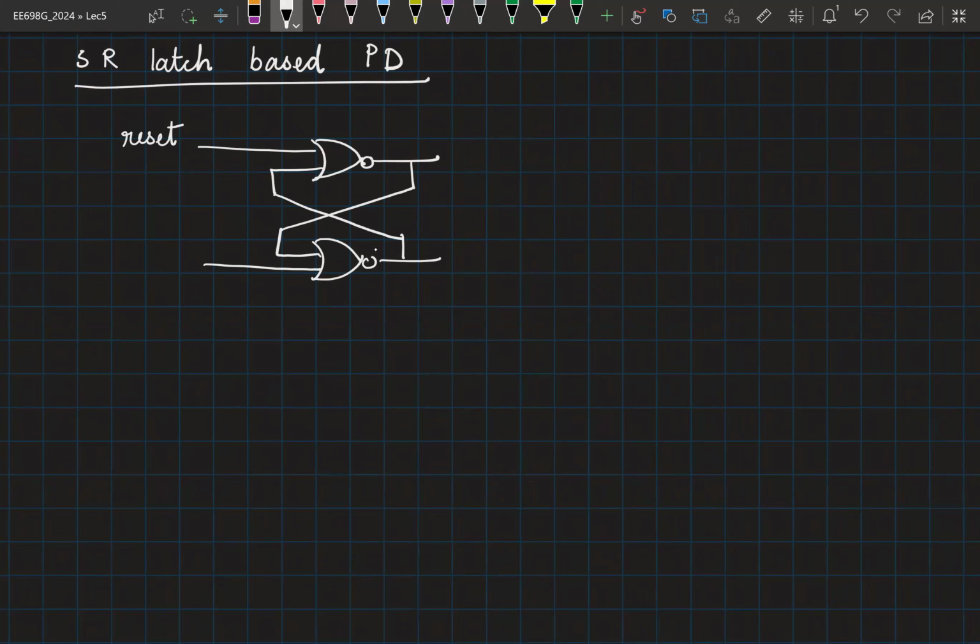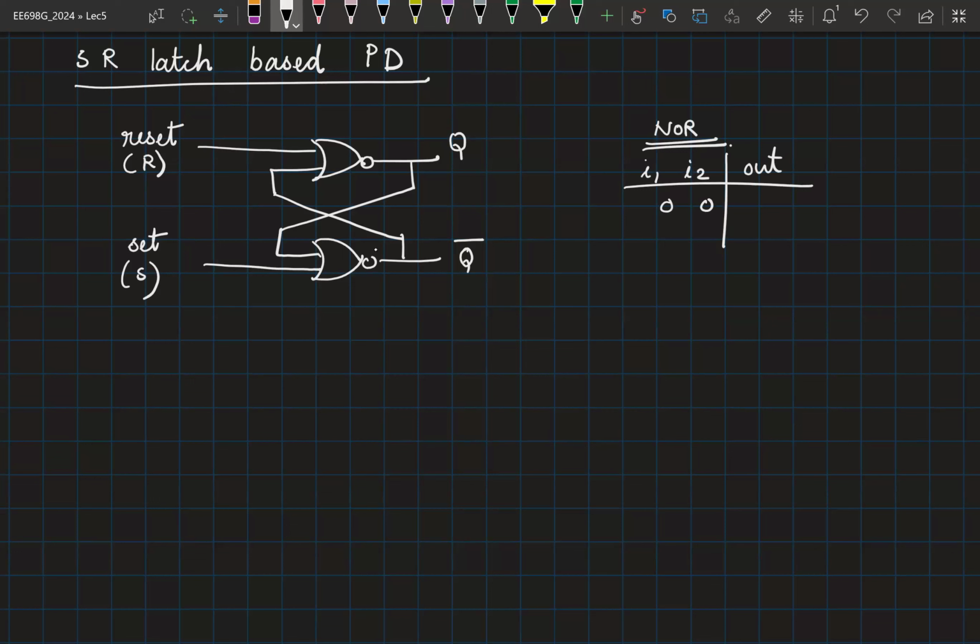This is reset R. This is your set input S, Q, and Q bar. So let's quickly start by sketching out the truth table for NOR. How does it look? 0, 0 for NOR 2, 0, 1.